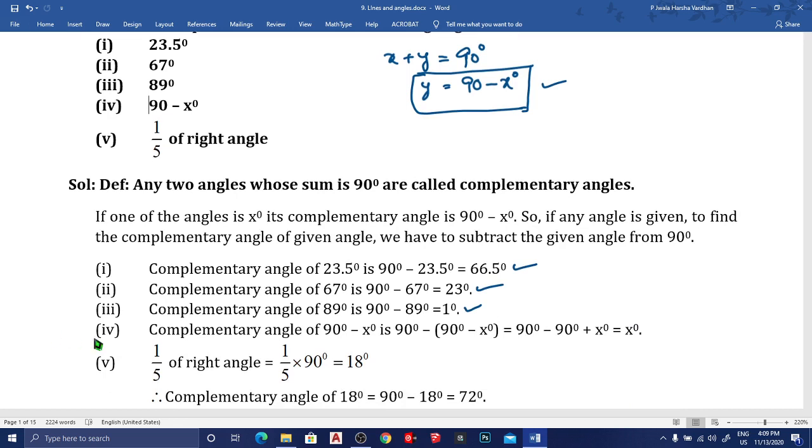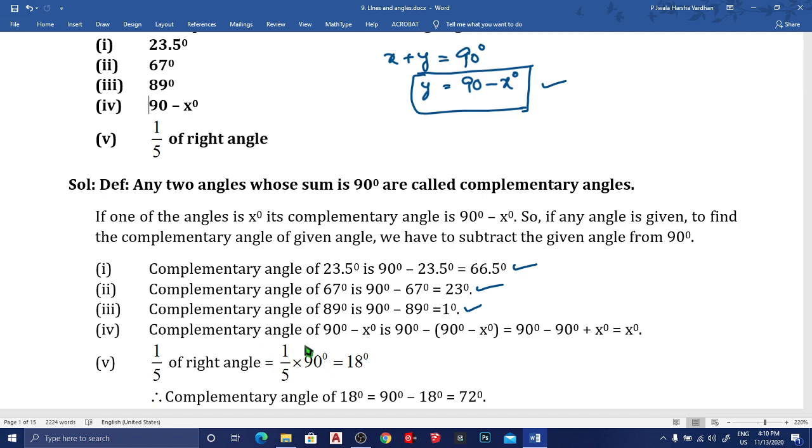Now, one-fifth of a right angle. This angle is not given in a straight way, so first you have to find out what one-fifth of a right angle is. All of you know that a right angle is 90 degrees. So one-fifth of 90 means 1/5 into 90. If we cancel this 90 with 5, we will get 18 degrees. 5 18s are 90. So this is the given angle.